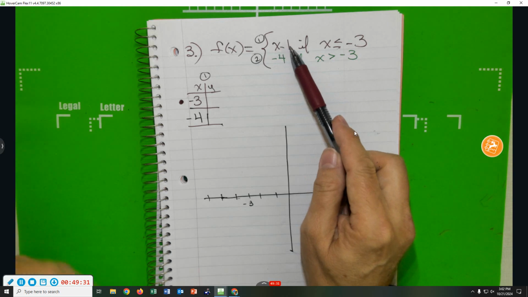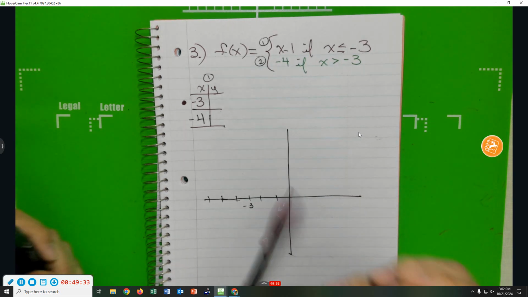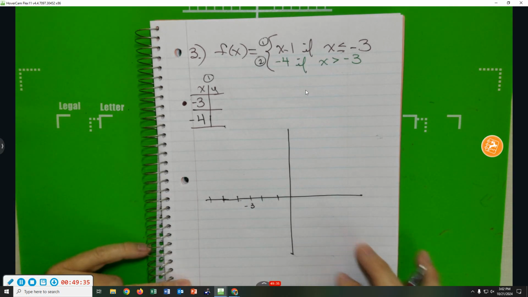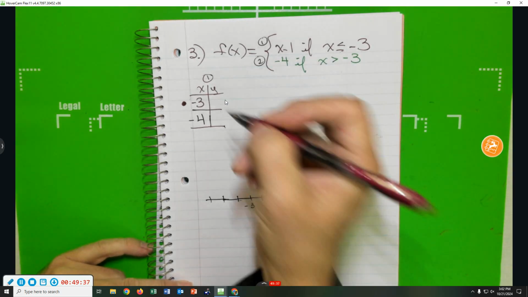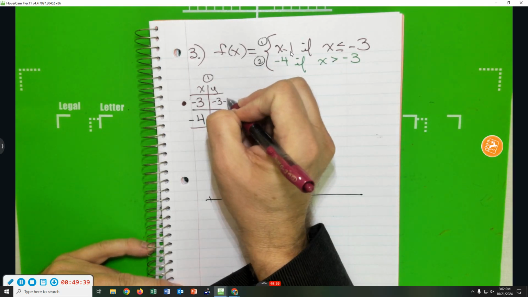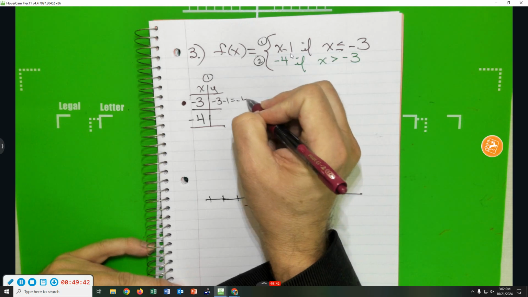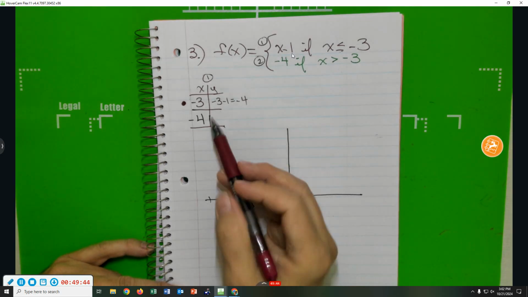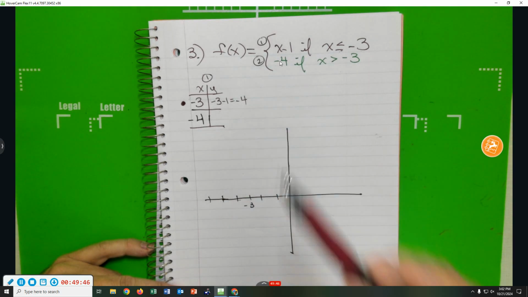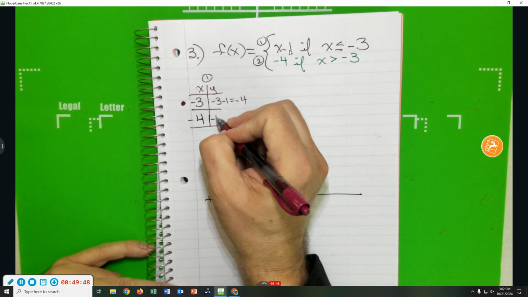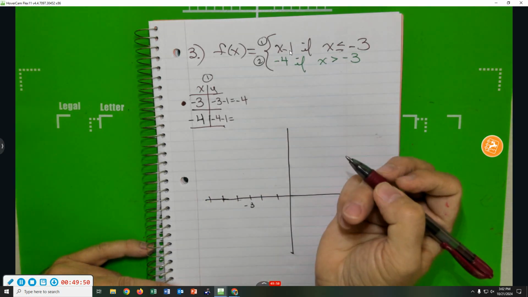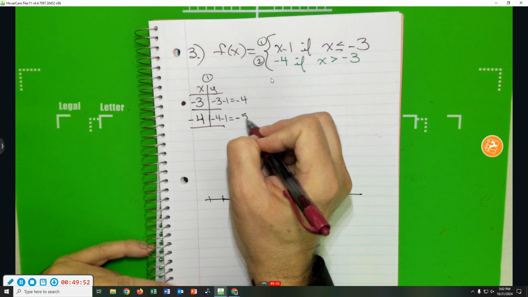Negative 3 minus 1 gives me a negative 4, okay. Plugging negative 4 into the brown piece, negative 4 minus 1, what's that going to give us? Negative 5.